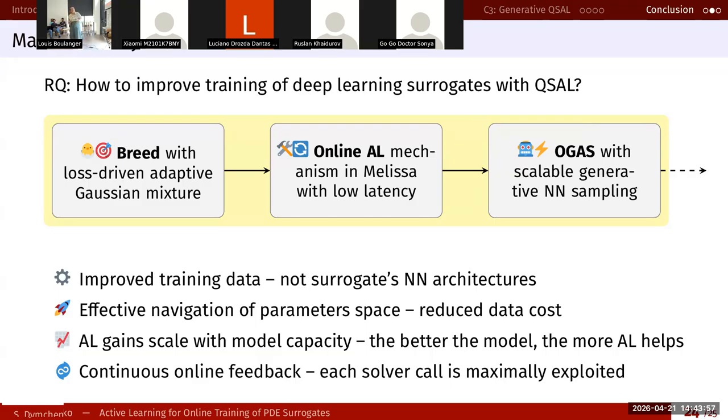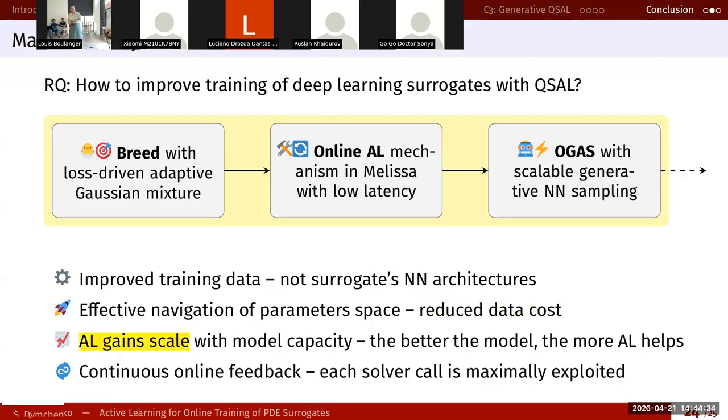What are the key insights from these results overall? We never tried to change the architecture of the surrogate itself. All the improvements in the performance came just from choosing the data more strategically. By choosing this data strategically, when we're able to navigate this complex high-dimensional parameter space for data-driven surrogates, we reduce the number of data needed for training these surrogates better.